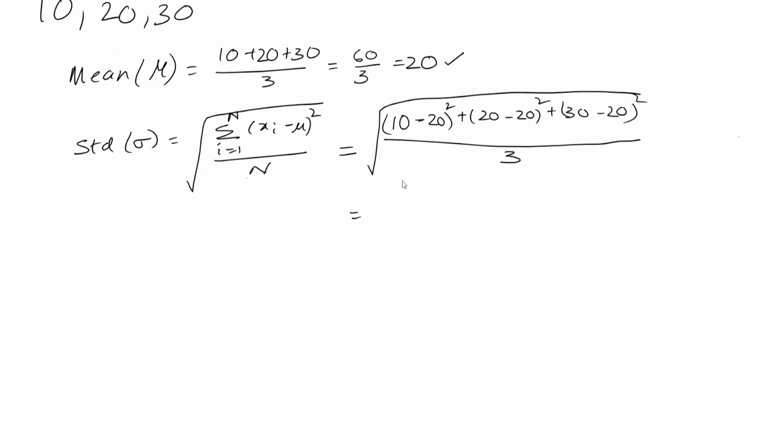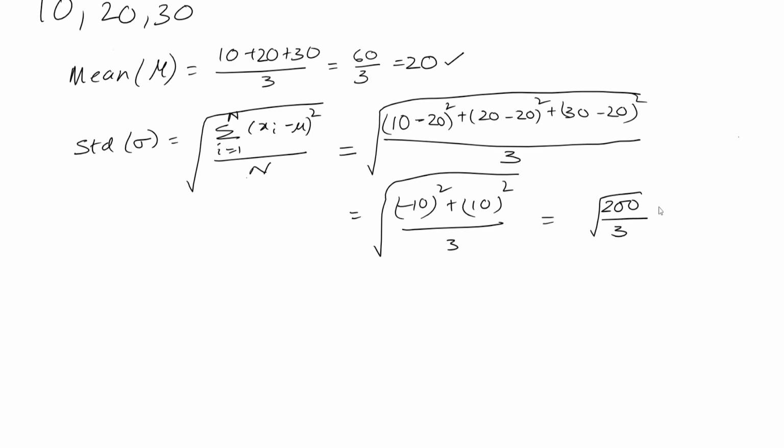So this will be 10 take away 20, which is negative 10 squared, plus 0, and this will be 10 squared over 3. Again, we have our standard square root here. So this will be 200 over 3, which will be the square root of 66.66, and the square root of 66.66 is going to be 8.16. This is the standard deviation.